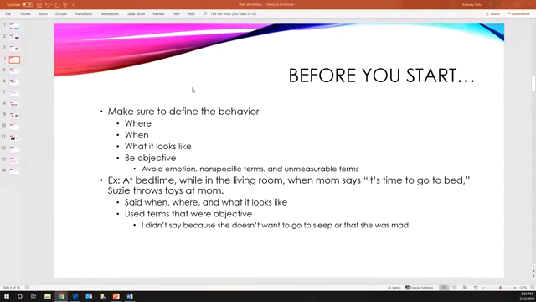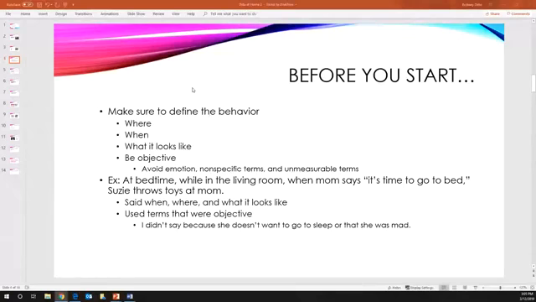An example would be, as you see here on my screen, at bedtime, in the living room, when mom says it's time to go to bed, Susie throws toys at mom. That is just the behavior. It doesn't say what happened after the behavior. It's strictly the behavior, what we saw.